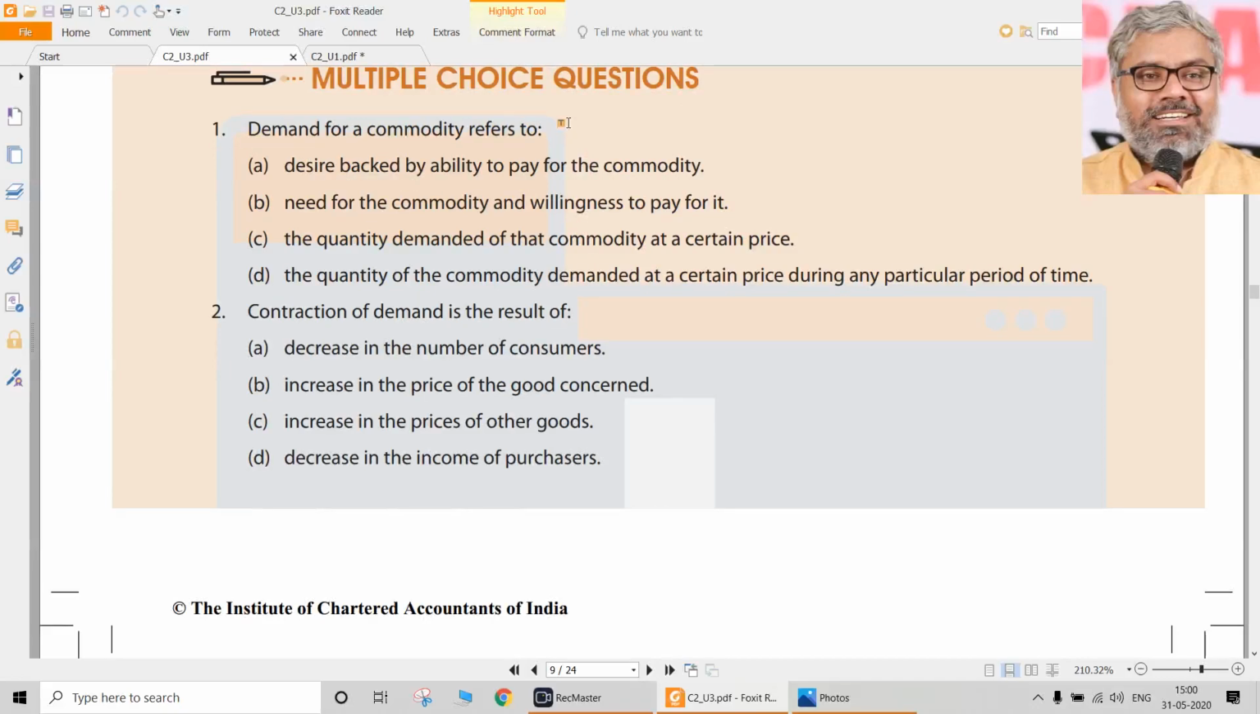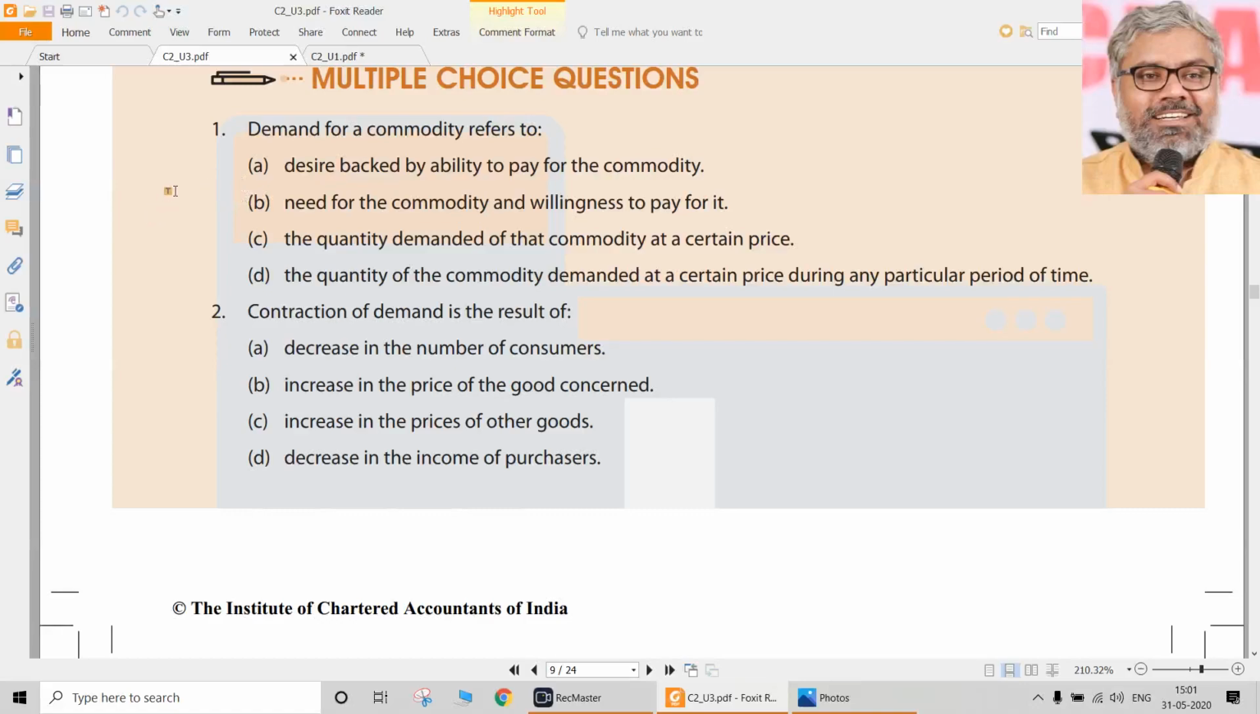First question. Demand for a commodity refers to what? Read the options carefully. A says desire backed by ability to pay for the commodity. Looks fantastic. So should we put it? No. We should read the other options also. That is why I told you, you cannot be in too much of a hurry to get the answers and try to get the marks in a quicker manner.